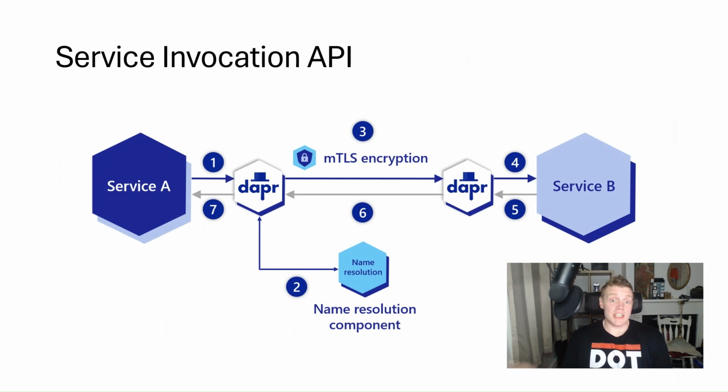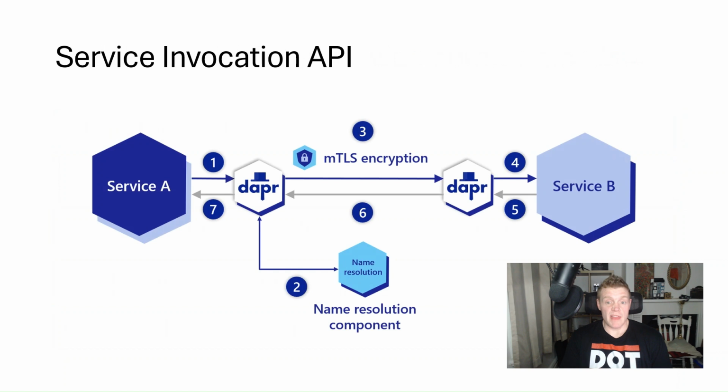Service A will make an HTTP or gRPC call that targets service B. The call will go to the Dapr sidecar, which discovers service B's location using name resolution. Now, Dapr will forward the message to service B's Dapr sidecar, and then the sidecar will forward that request to the specified endpoint or method on service B.